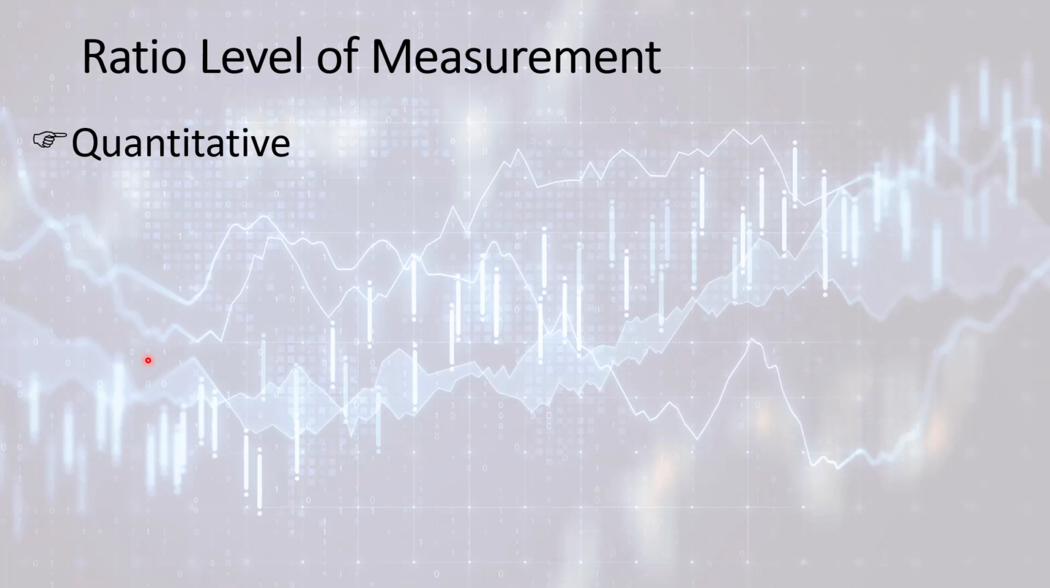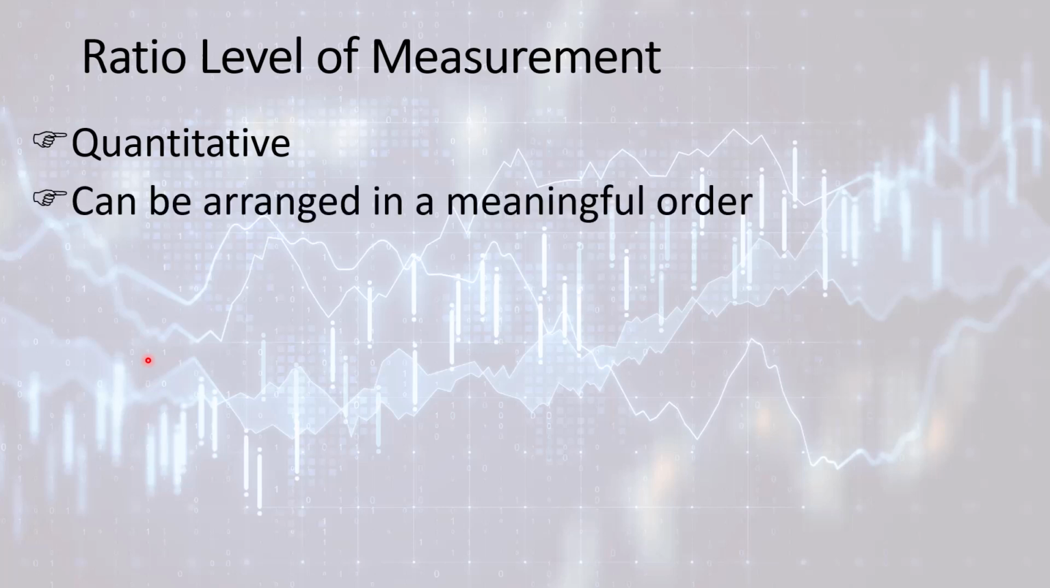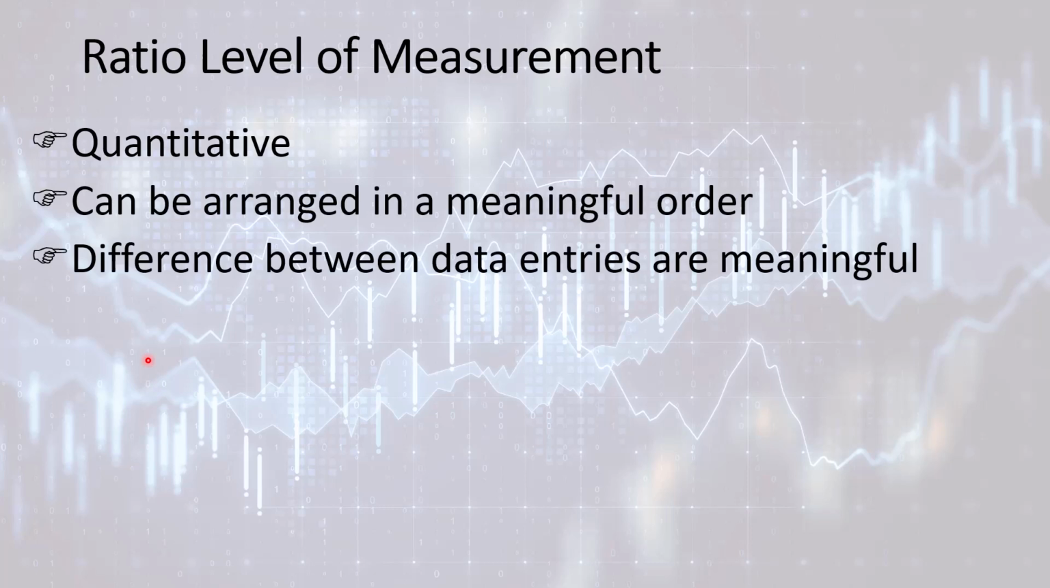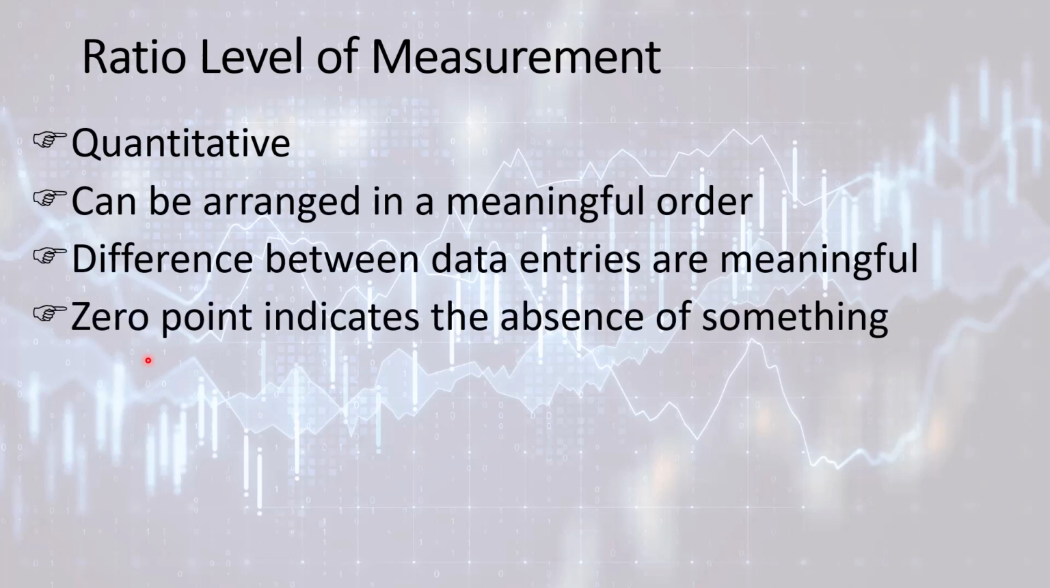Okay, and that brings us to the last level of measurement. That is ratio level of measurement. Once again, it is quantitative. It can be arranged in a meaningful order. The differences between the data entries are meaningful. However, the 0 point represents the absence of something.